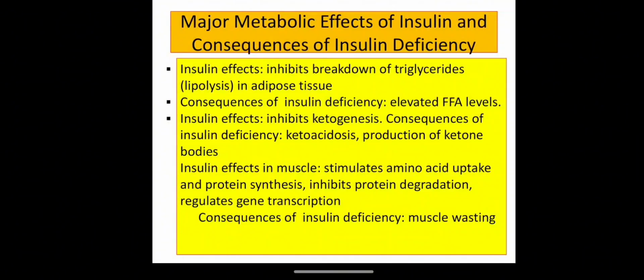So, the first one is the insulin effects. It inhibits the breakdown of triglycerides, that means lipolysis in adipose tissues. The consequence of insulin deficiency is an increase of free fatty acid levels. And the third one is the insulin effects, that means it inhibits ketogenesis, and the consequence of insulin deficiency is ketoacidosis and production of keto bodies.